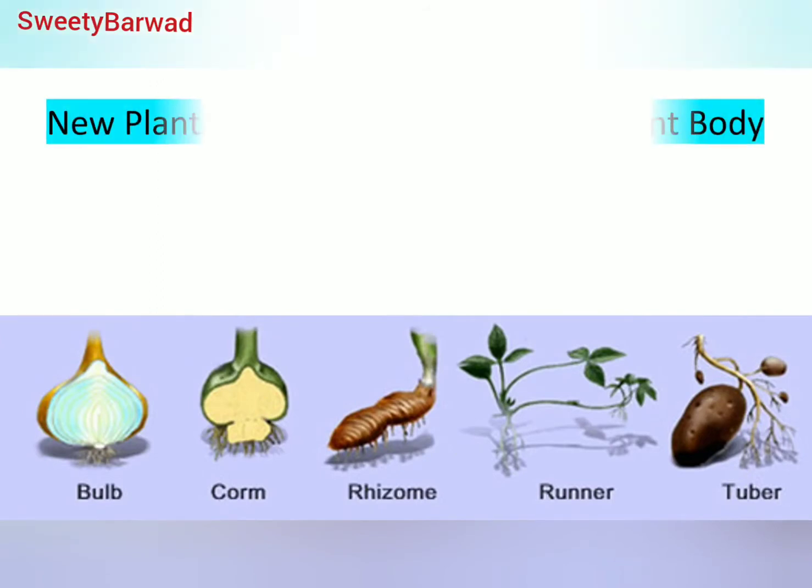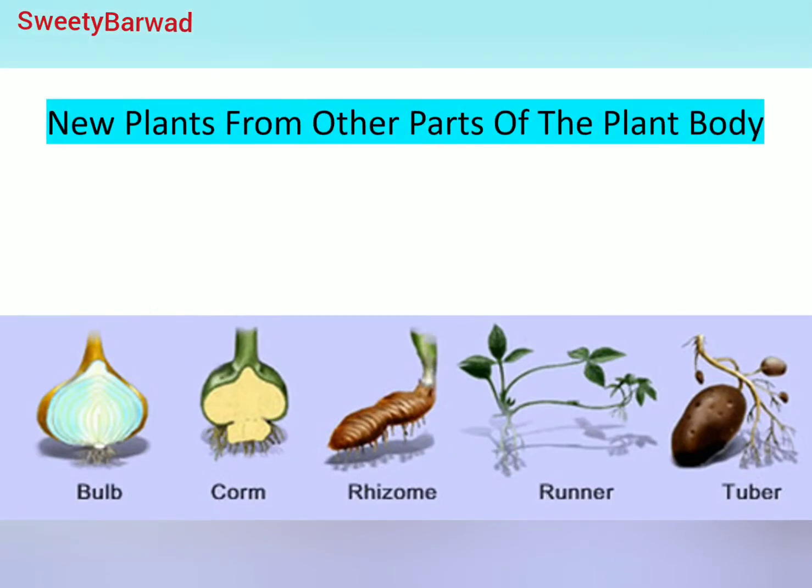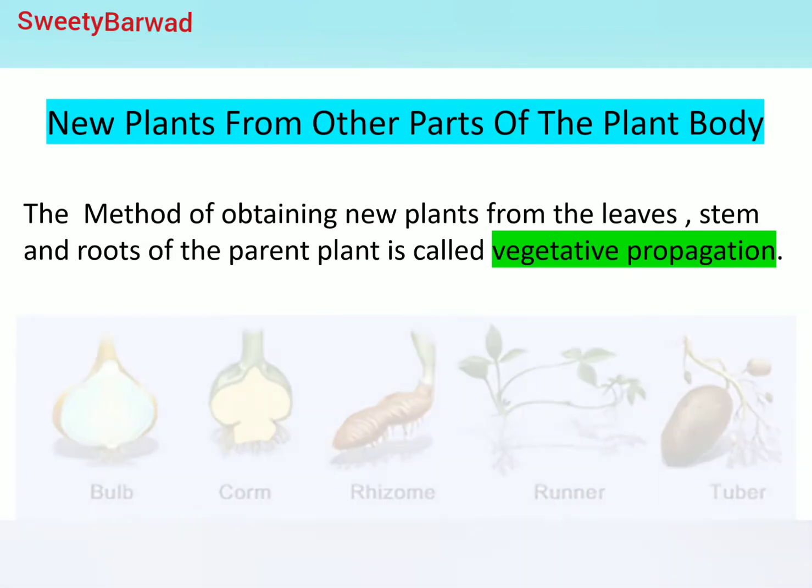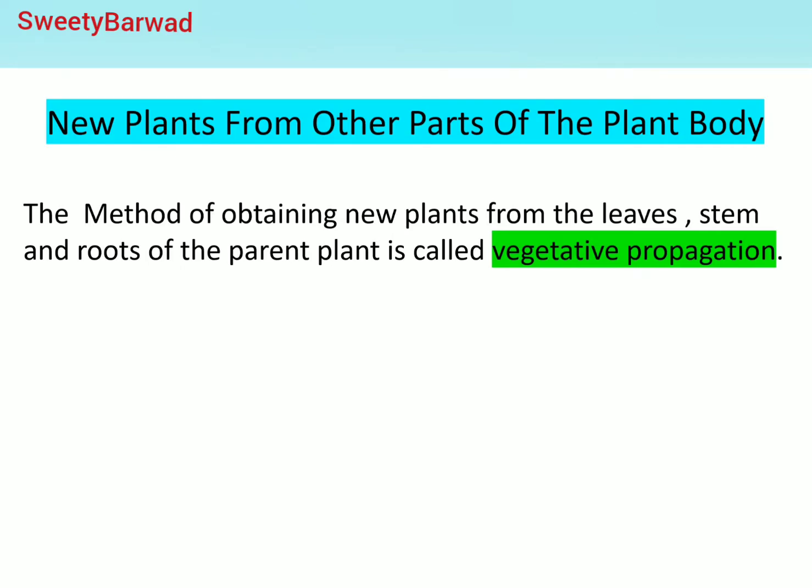Some plants produce new plants from other parts of the plant body. The method of obtaining new plants from the leaves, stem and roots of the parent plant is called vegetative propagation. Now let us discuss what exactly this vegetative propagation is.